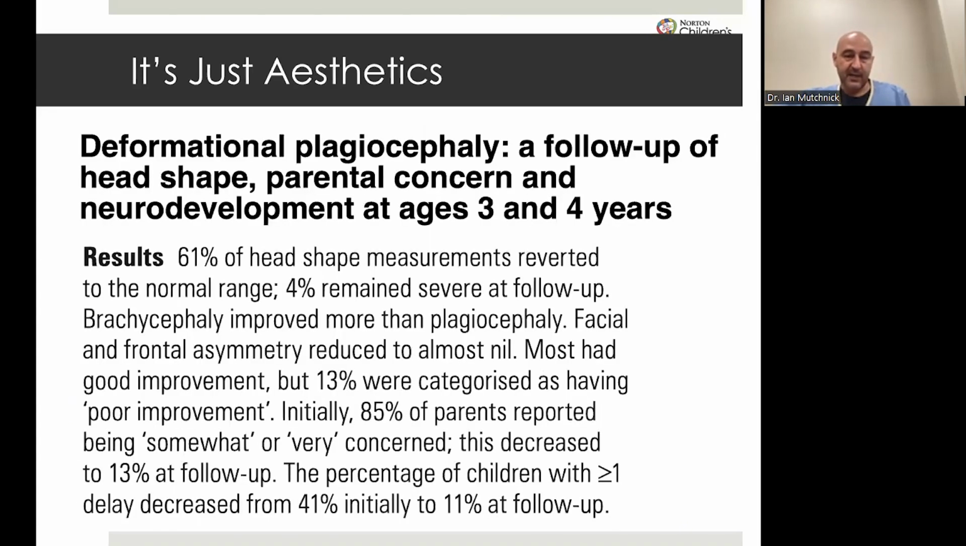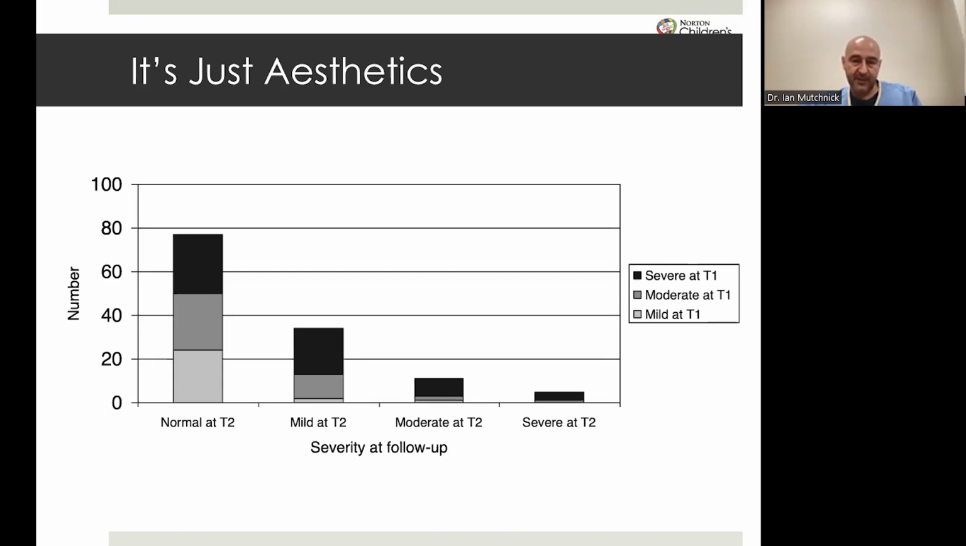They found that 61% of head shape measurements reverted to the normal range, whether they were mild, moderate, or severe. 4% of these kids remain severe at follow-up, okay? Brachycephaly improved more than plagiocephaly. So if it was straight midline flattening, it improved more than lateral plagiocephaly. And facial and frontal asymmetry reduced almost to nil. So even if they maintained a pretty robust plagiocephaly, their facial and frontal asymmetry was essentially normal in everybody at last follow-up.